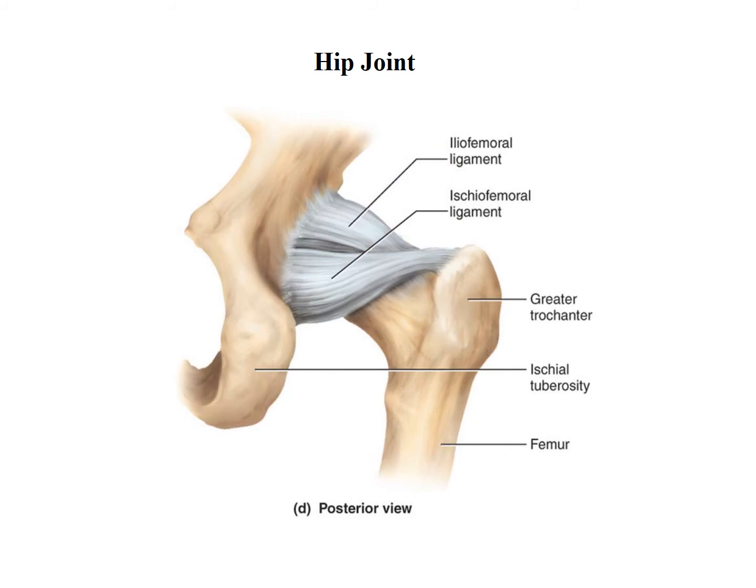This is now a posterior view of that hip joint. And looking at the posterior side, this is the ischium, much better view of it now. And this is the ischiofemoral ligament here. This is the iliofemoral ligament that we saw in the anterior view.